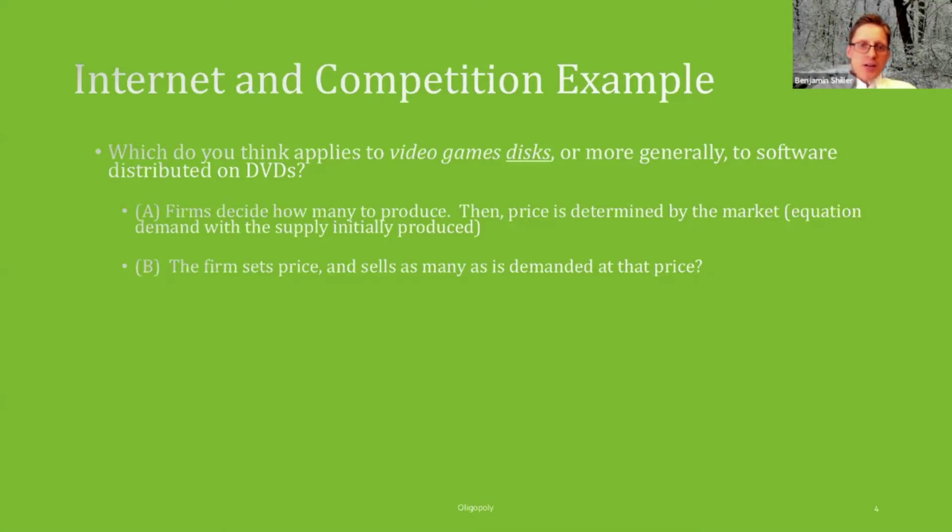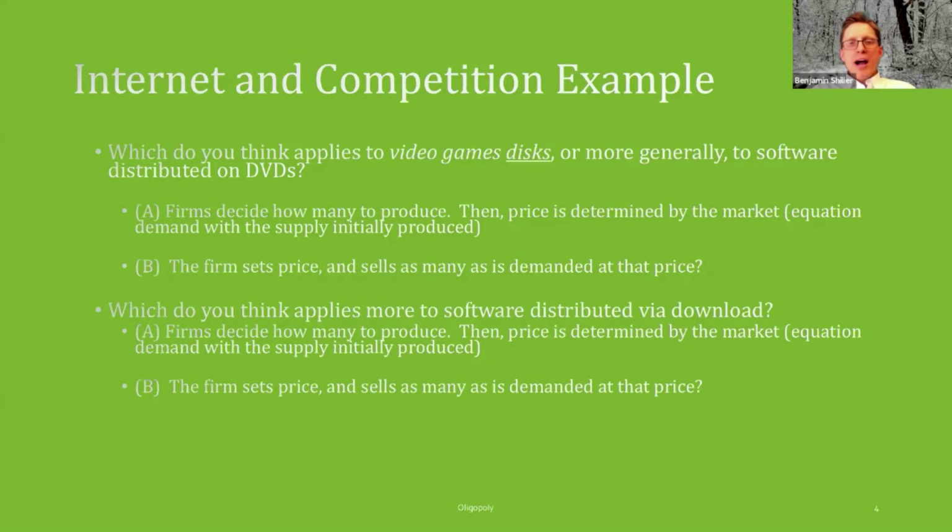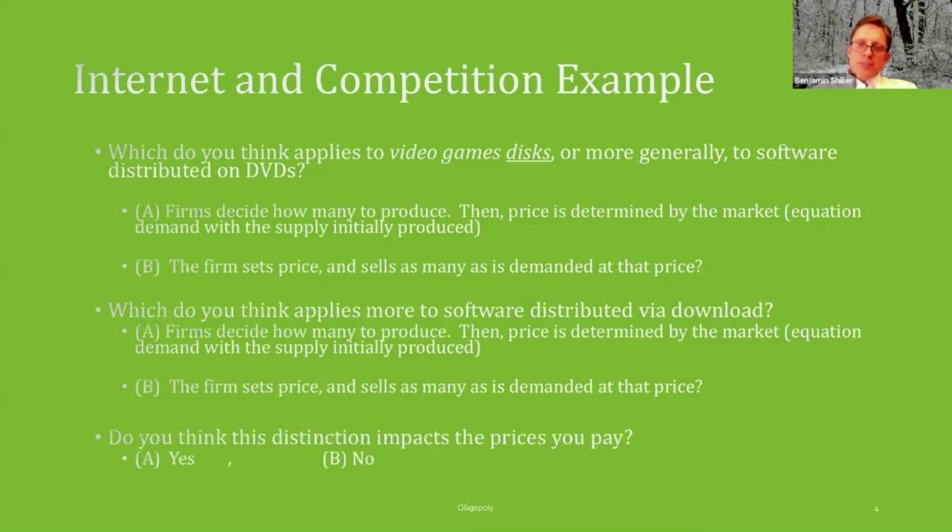So now I have a related question. Which do you think applies more to software that's distributed by download? It's the same two potential answers. When I think of downloads, I think that they can be distributed very easily. So if there's a sudden increase in demand or there's more demand than the firm anticipated at a given price, it can meet that demand very quickly, right? It's just sending the information over the internet. And so I think in that case, it really would seem like the firm sets a price and then sells however many are demanded at that price. So then the question is, does this make a difference?